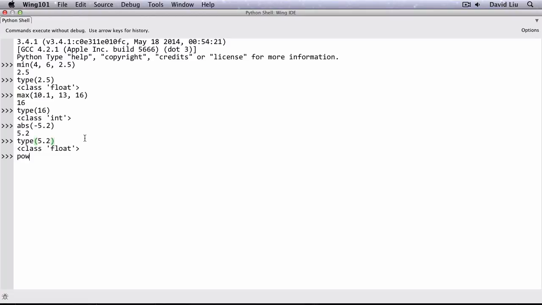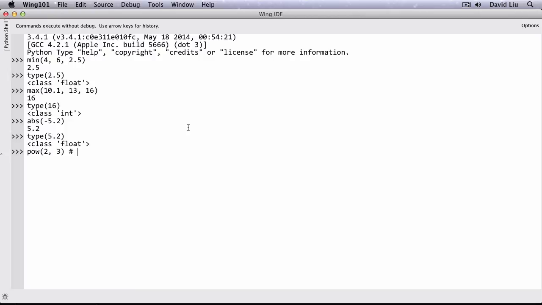And finally, we'll look at the power function or exponentiation function, which takes as input two numbers and raises the first number to the power of the second number. So this function outputs 2 to the power of 3, or 2 times 2 times 2, which is 8. And again, what's the type of 8? 8 is a plain old integer, so this has type int. Awesome.